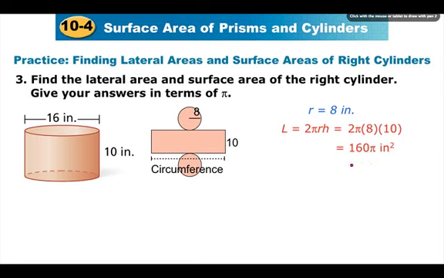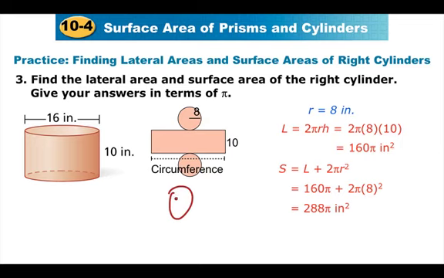And then now to find the actual surface area, I'm just going to add the lateral plus 2 bases. And you should follow that this is equal to 288 pi square inches. And this is actually the conclusion of part 1, section 10.4.